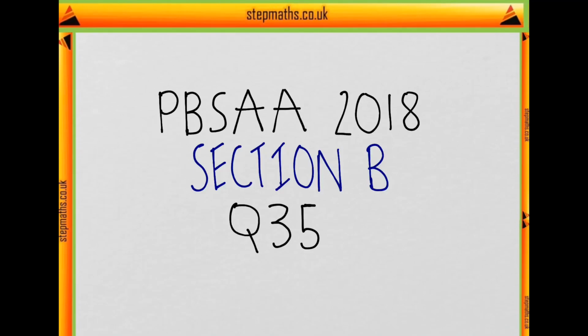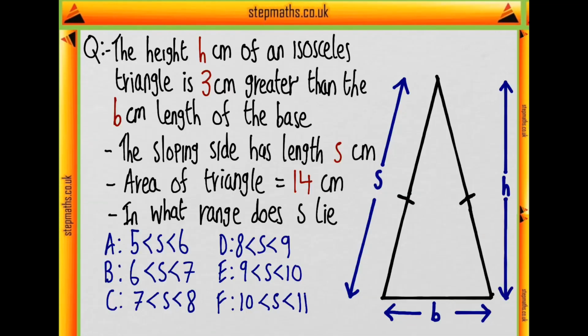This is question 35 from section B of the 2018 PBSAA paper. So we're given this question. The height of some isosceles triangle is 8 centimetres, and we're told it's 3 centimetres greater than the base, i.e. h is equal to b plus 3. And the sloping side S has a length of s centimetres. And we're told the area of the triangle in total is 14 centimetres. And we're asked, in what range does S lie?